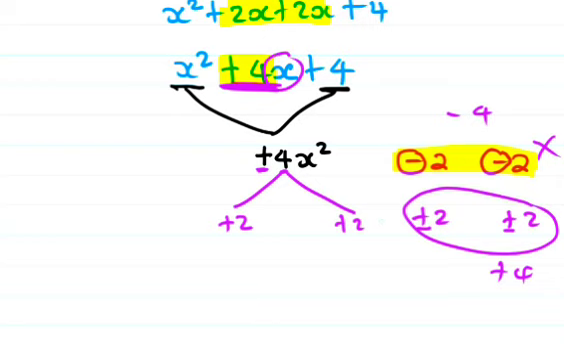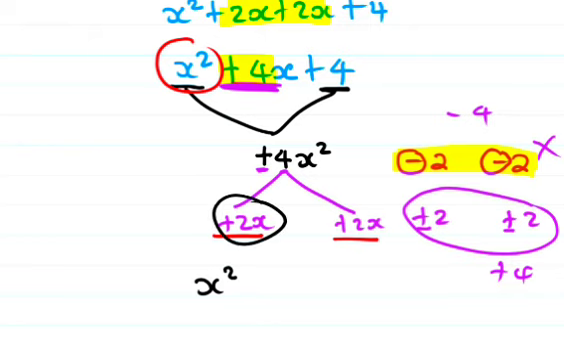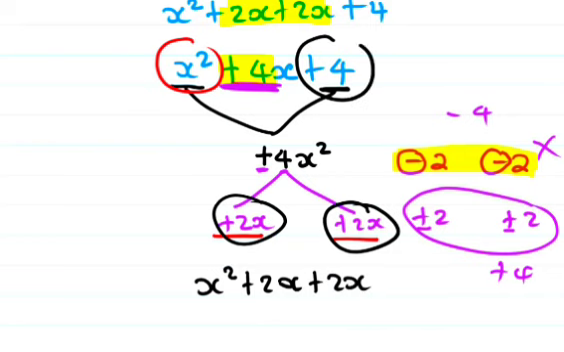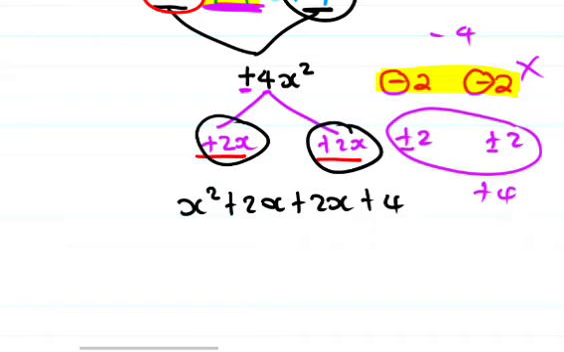Since we have x here, we have positive 2x and positive 2x. For x times x, you get x squared. Then instead of writing positive 4x, we write the factors: the first term, which is x squared, then plus 2x, and another factor which is plus 2x, then the last term, which is plus 4. Next we are going to pair them and group like this, and find the common factor in each bracket. In the first bracket, x squared and x, we can take out x.